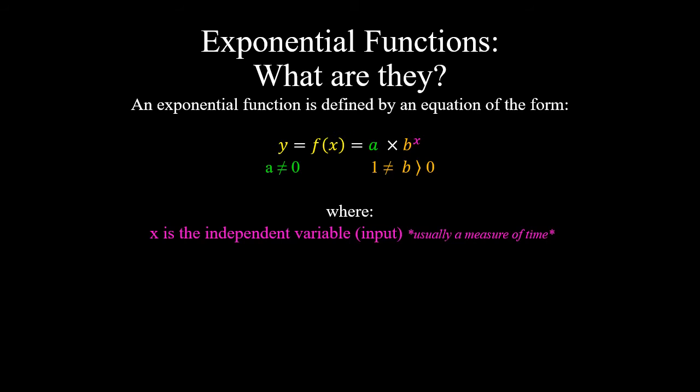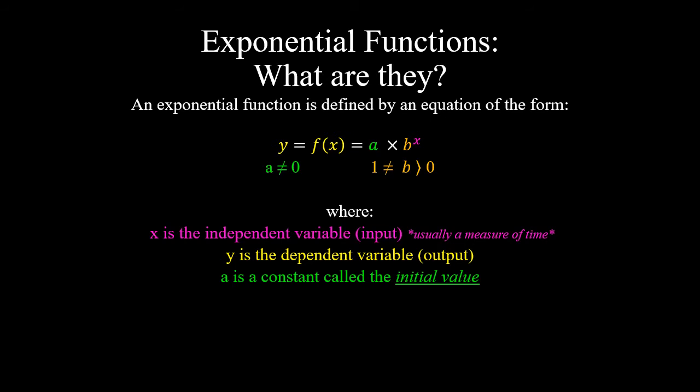Well, your independent variable is going to be whatever that measure of time is. And then your dependent variable will be whatever else the problem is asking you about. Y is the dependent variable, the output. A is our constant called the initial value. So when we were talking about linear functions, we had y equals mx plus b, and our initial value was b. Well, for exponential functions, our initial value, our y-intercept, is going to just be a now. We just call it something different, but it's the same concept. It's your initial value, however much you're starting with.